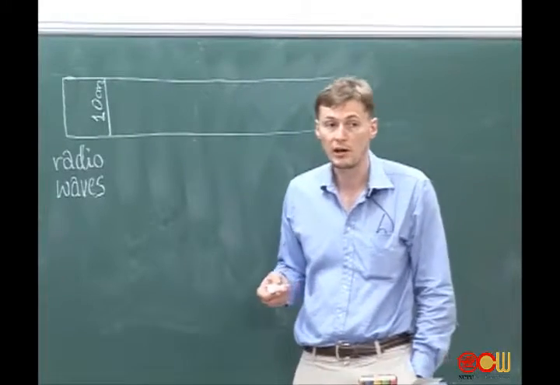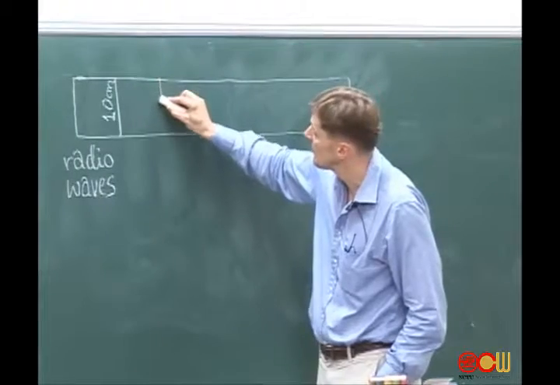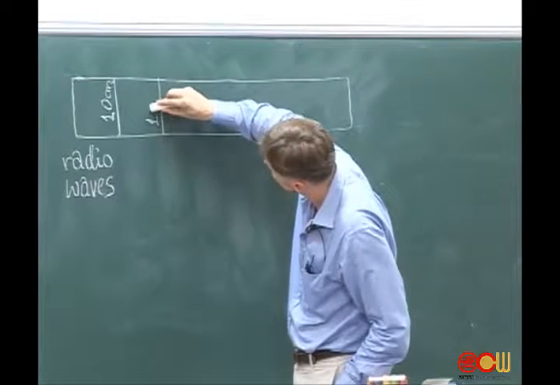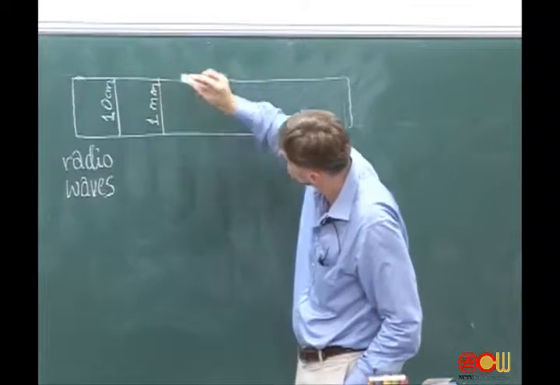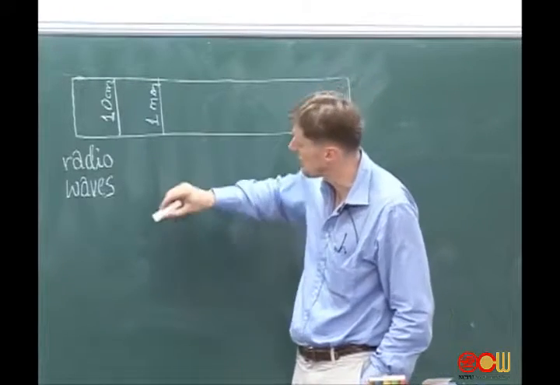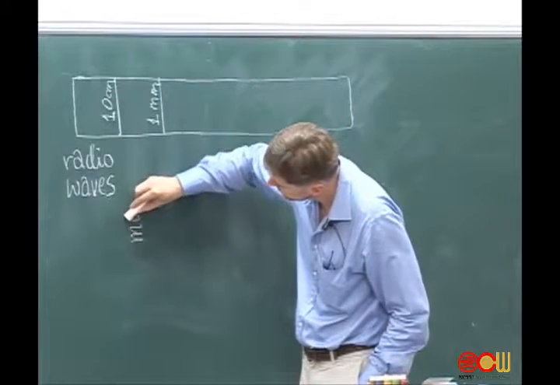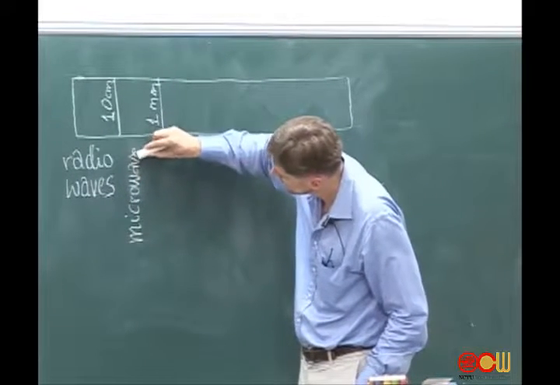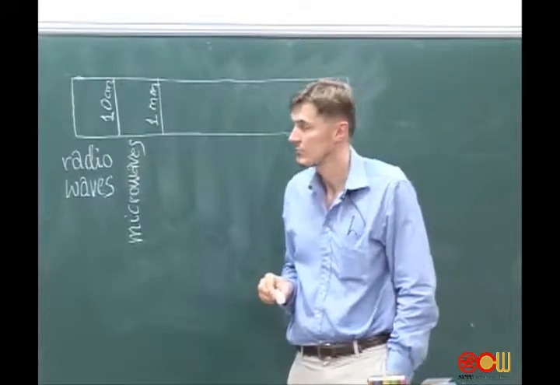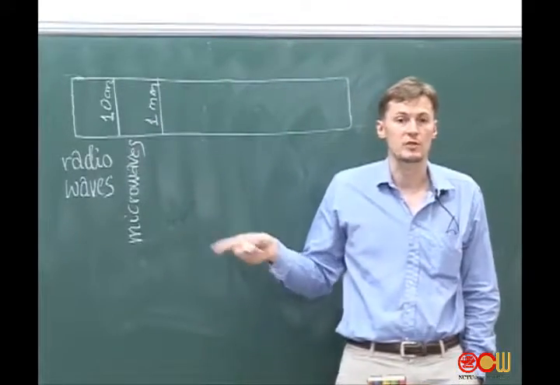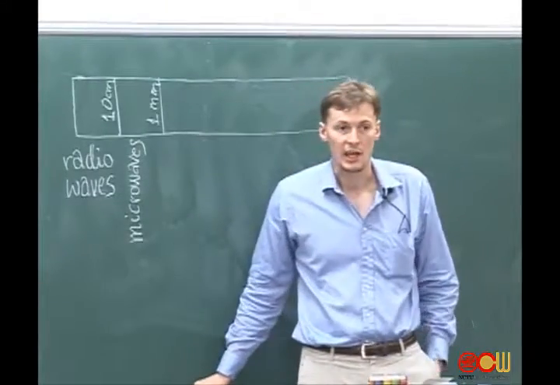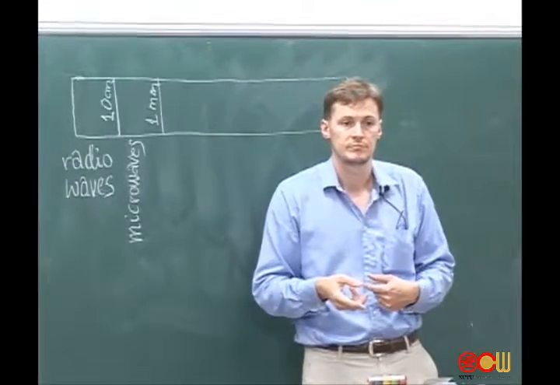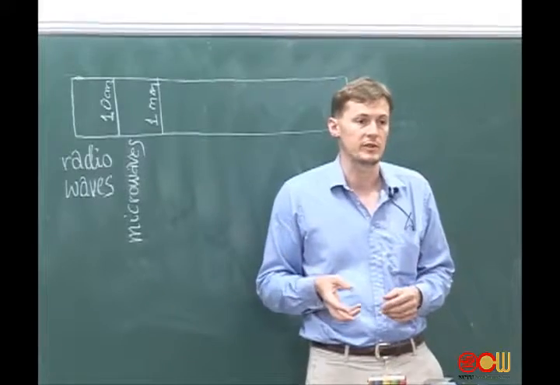We have to go to smaller waves, so the next range will finish at 1 millimeter. And these would be the microwaves. It turns out that microwaves already interact with molecules. And what the microwaves do to molecules, they make them rotate very fast. So that's how the microwave oven is working.